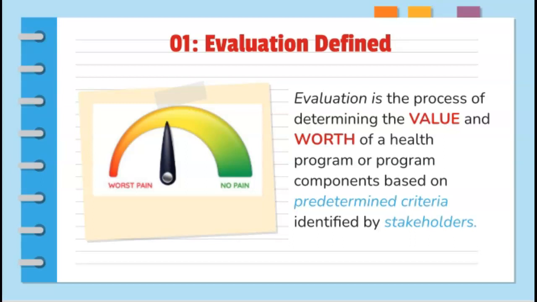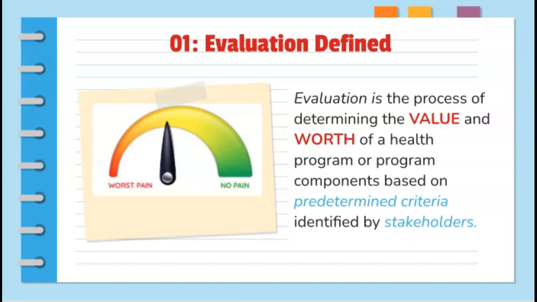So an evaluation needs to be based on predetermined criteria identified by the stakeholders. So what does that mean? It means that you need to have an idea of what you are evaluating before the evaluation begins. It's not one of those things that you can go into and kind of just fumble your way around, see what happens. That's some of what we do in qualitative data. It's a little bit exploratory. Evaluation is not exploratory. You need to have a predetermined set of criteria prior to going in.